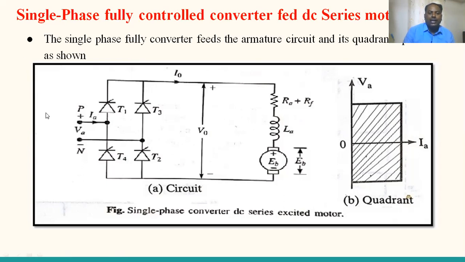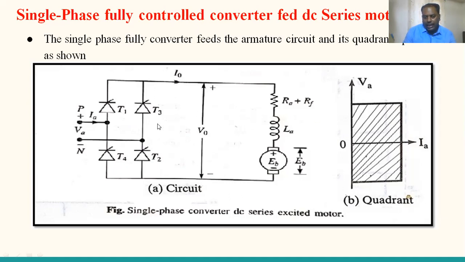As usual, as per the heading, you can justify the single phase. The supply has a phase conductor and a neutral conductor. The fully control converter has a single phase, in the sense 2 legs. Each leg has 2 switches. All the switches are control switches. So this circuit feeds the armature of a series motor. The quadrant operation you can observe here.